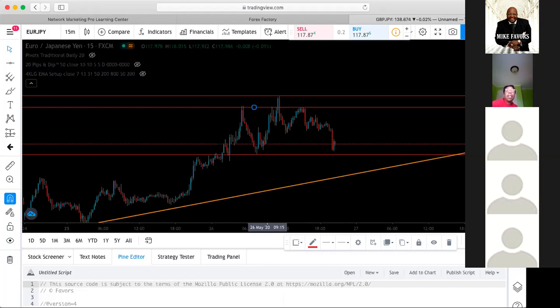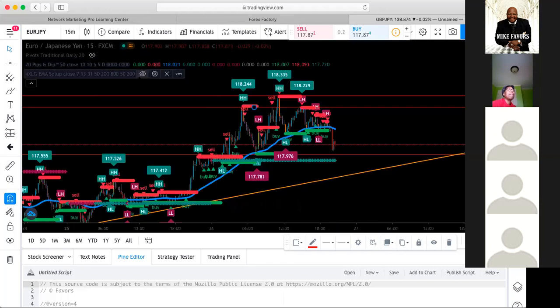Your trend, your candlestick formation. What is it? And your 20 pip and dip indicator. The 20 pip and dip, yes, sir. You can't beat the 20 pip and dip, doc.